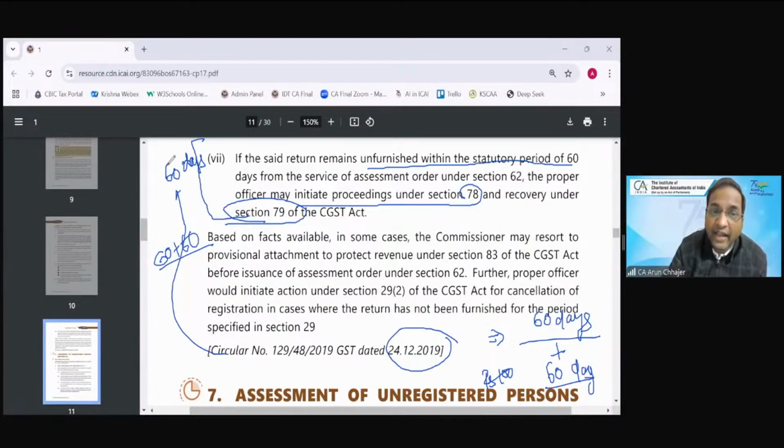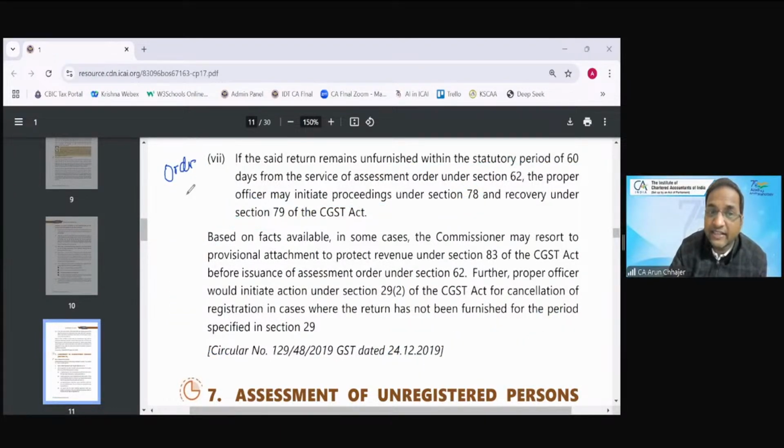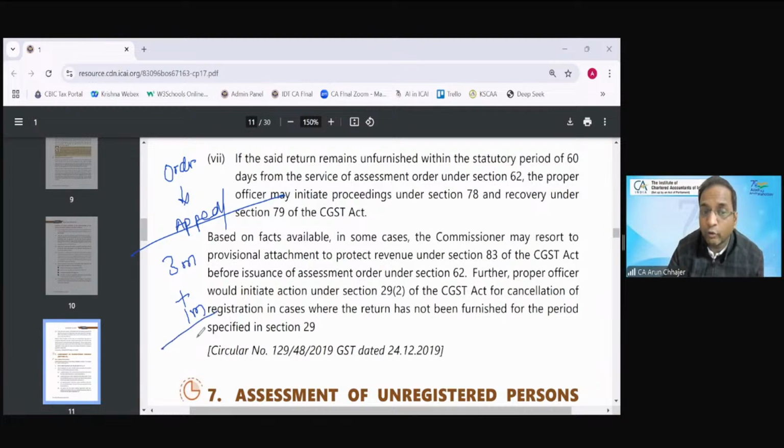See, if any order is not satisfactory, then we can make the appeal. Time limit to make the appeal for the first order is 3 months normal and 1 month condonation. What is the total time limit? 4 months. And this could be one of the reasons, as per my understanding, that 60 plus 60 has been given in the law. I hope it is clear. If you confirm, then we can proceed.